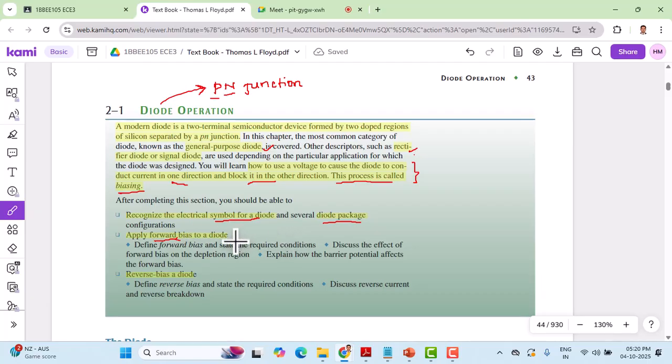We will also discuss the impact of the changes in the semiconductor when we apply the forward bias, especially the barrier potential and the depletion region, how it changes when we apply the forward bias, and how the depletion region increases when you apply the reverse bias, and the current that flows in the reverse direction. And once you apply excess voltage in the reverse direction, how that causes breakdown. All those things we are going to discuss in this chapter.